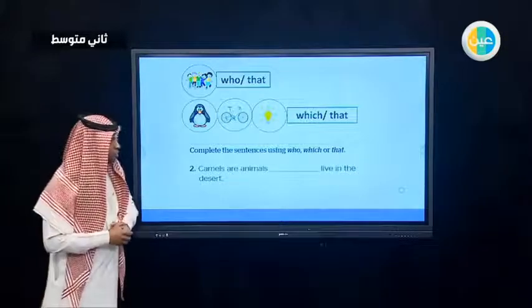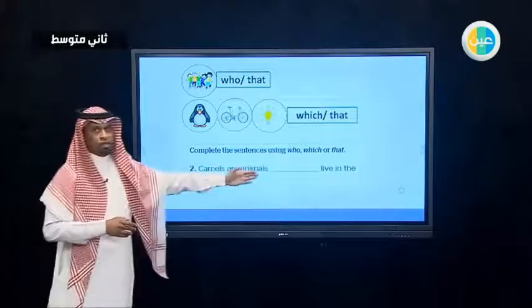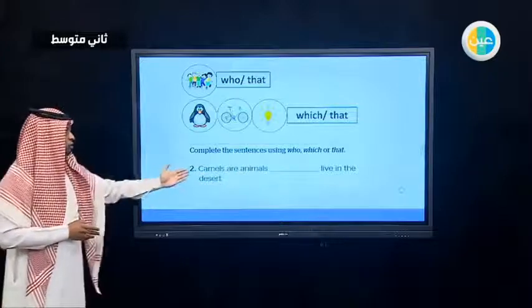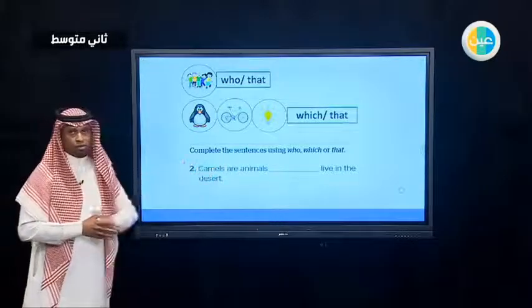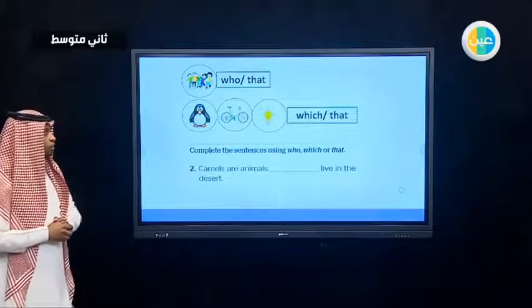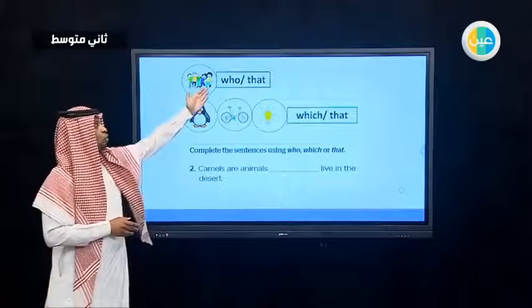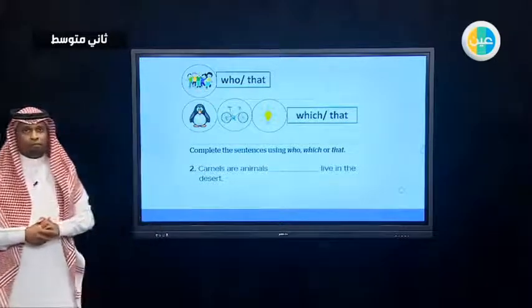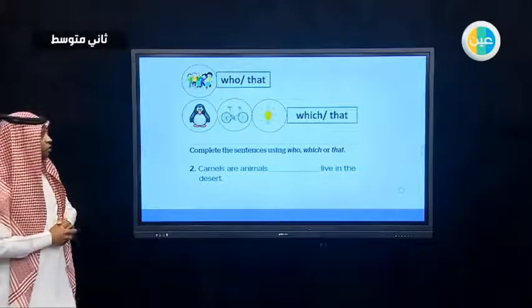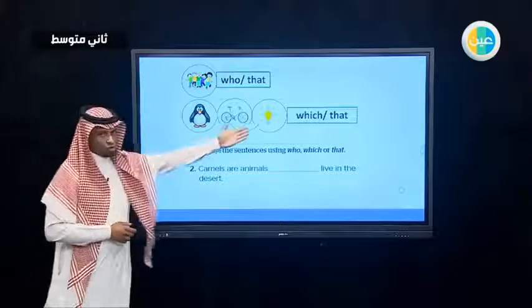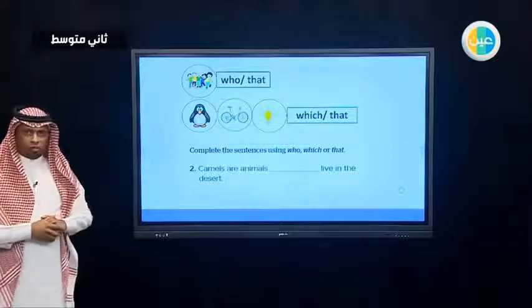Camels are animals, live in the desert. Camels are animals. What do you think? Can we say camels are animals who? Good. We can say that. We can say which. How about that? Can we say that?